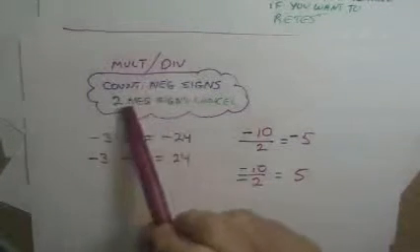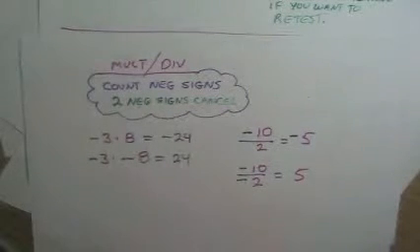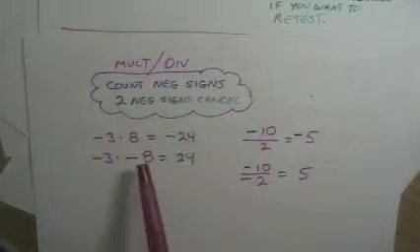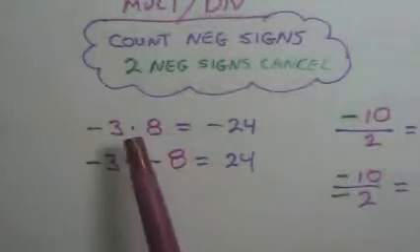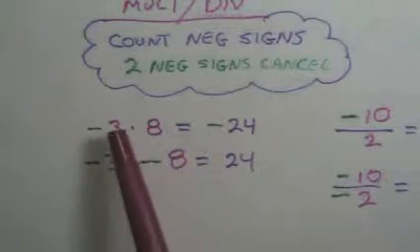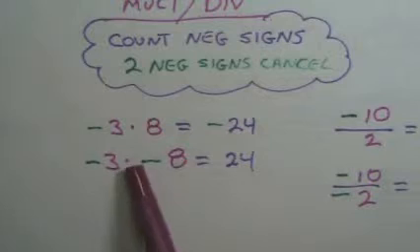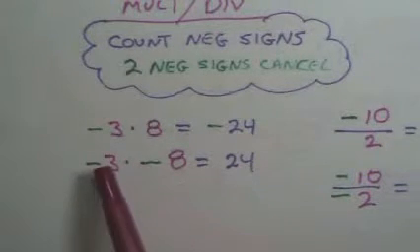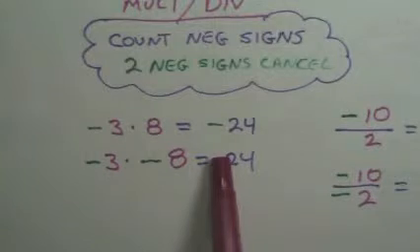And the simple rule for multiply and divide is just count the negative signs. If there's 2 negative signs, they cancel. So for example, in this one right here, negative 3 times 8, 3 times 8 is 24, but there's only 1 negative sign. Therefore, the answer is negative. 3 times 8 is 24. There are 2 negative signs. 2 negatives cancel when multiplying or dividing.